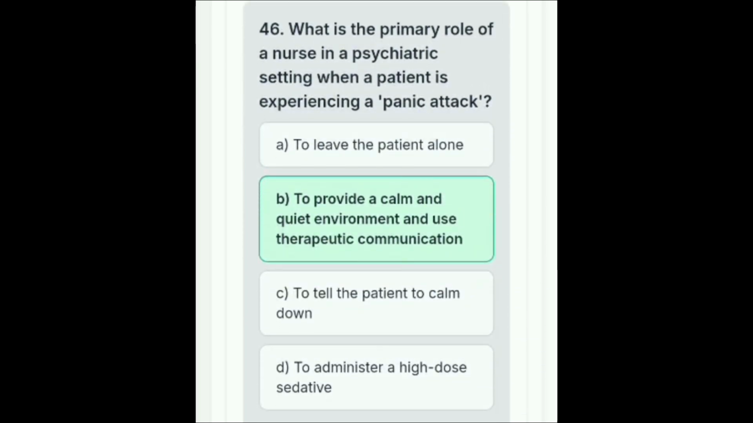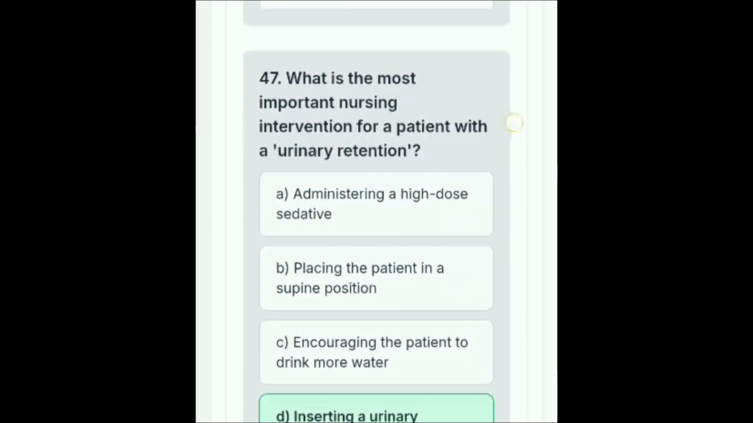What is the primary role of a nurse in a psychiatric setting when a patient is experiencing a panic attack? A, to leave the patient alone; B, to provide a calm and quiet environment using therapeutic communication; C, to tell the patient to calm down; D, to administer a high dose sedative. So the B is correct.